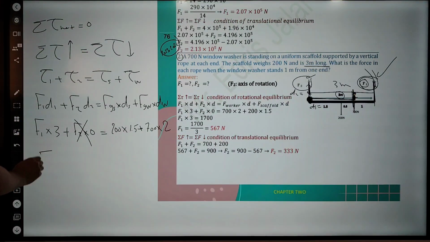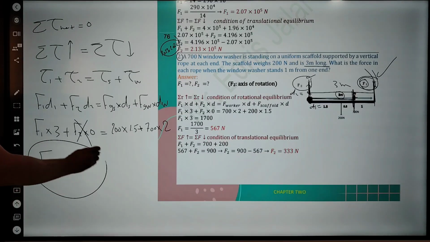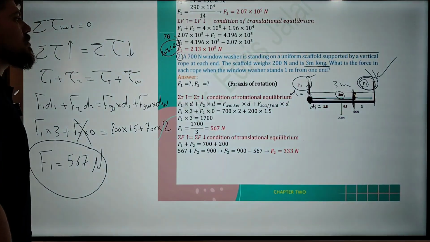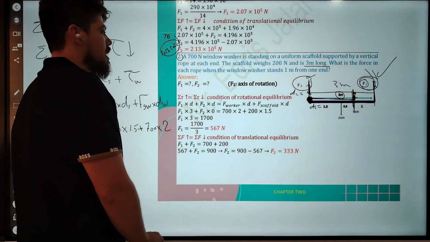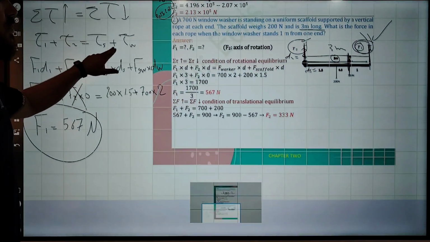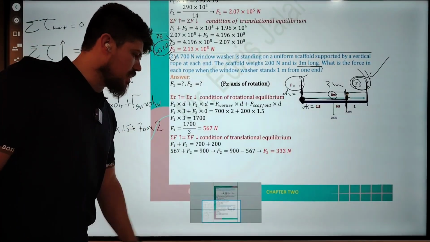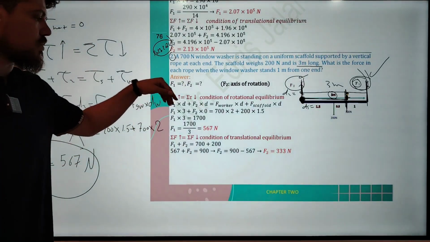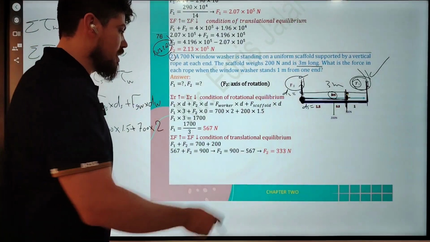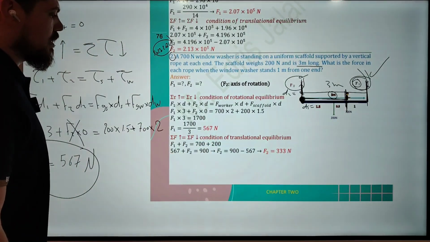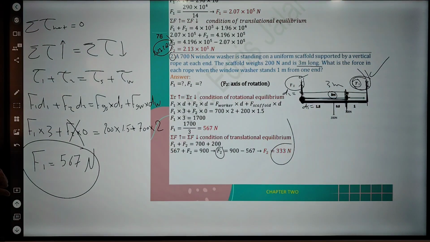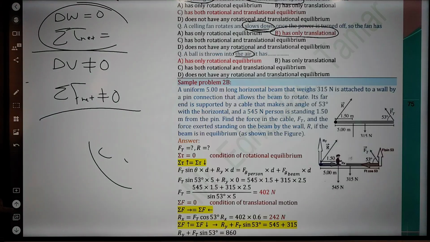Okay, so F1 is equal to what? Is equal to 567 Newton. This question has been brought in this year, in 2023 to 2024, with the same number without changing. To find F2, you have to apply the condition of translational equilibrium, which is that the upward force is equal to the downward force. F1 plus F2 is equal to Fg scaffold plus Fg worker. This way, you can find F2, which is equal to 333 Newton. Okay?